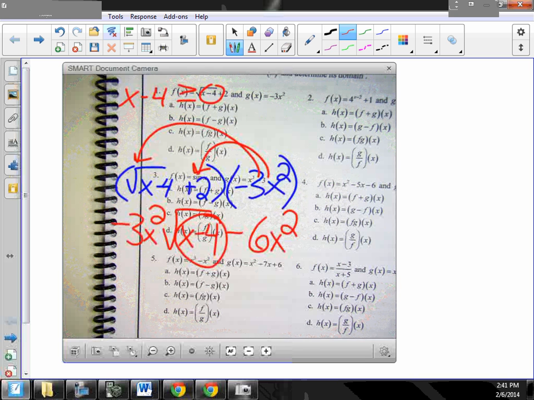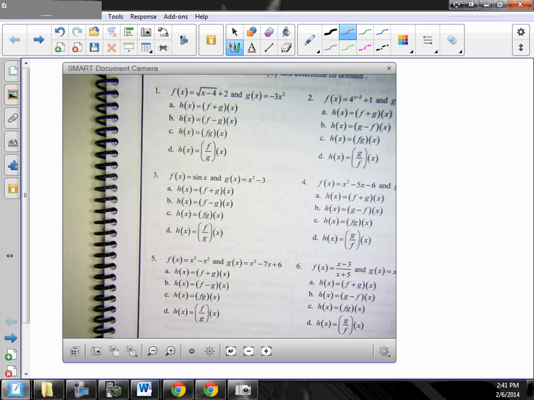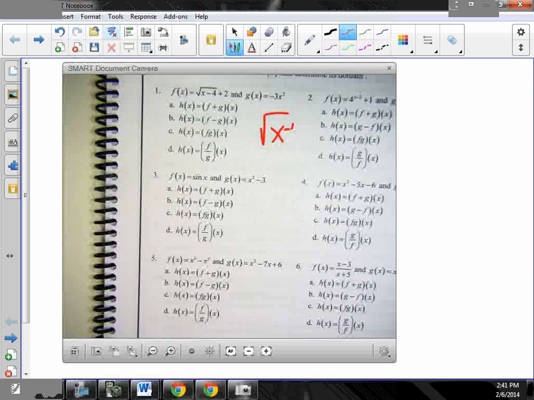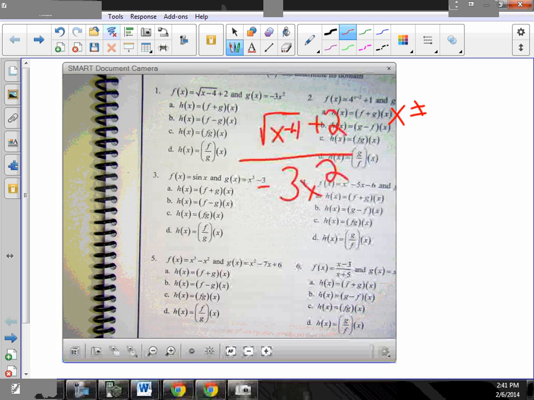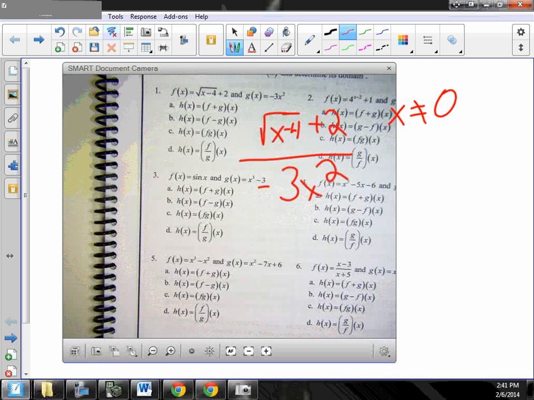Okay, division looks really awful, but division's usually the easiest to do. Square root of x minus 4 plus 2 over negative 3x squared. Can I simplify that? Nope. So what is the domain? Right, so we have two things going on. x is not allowed to be 0, and x has to be greater than or equal to 4. Go ahead and say it.